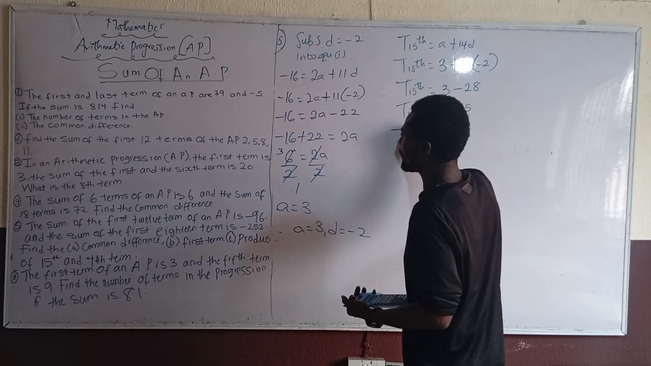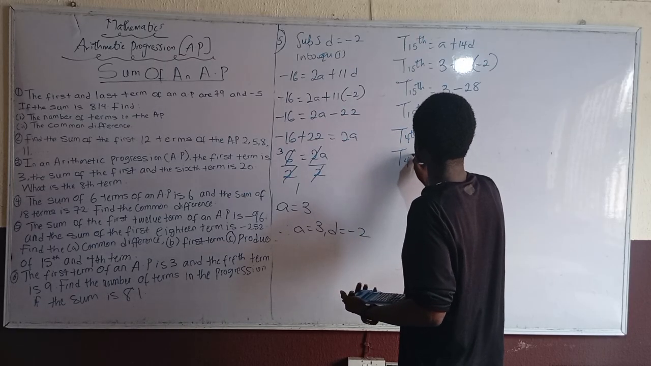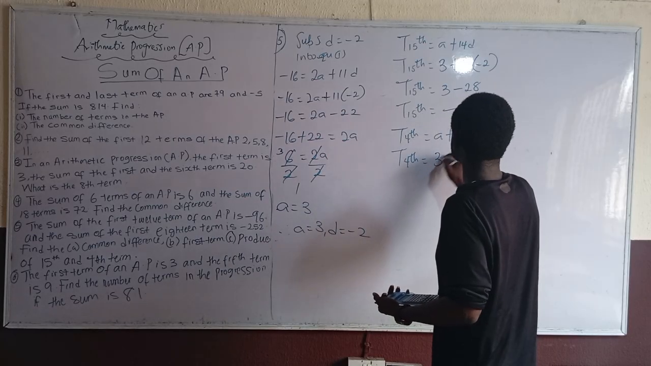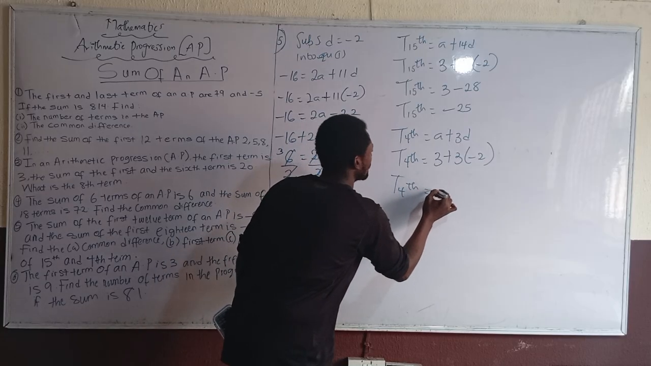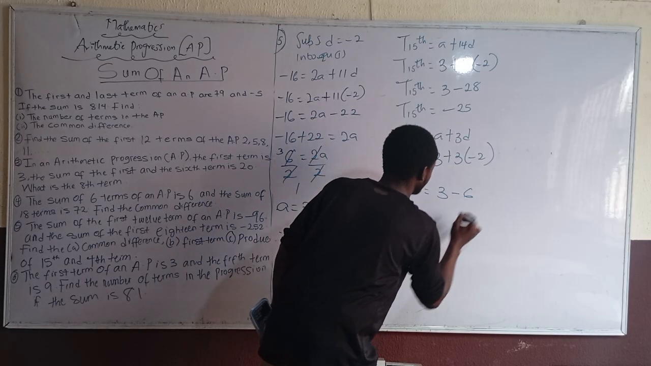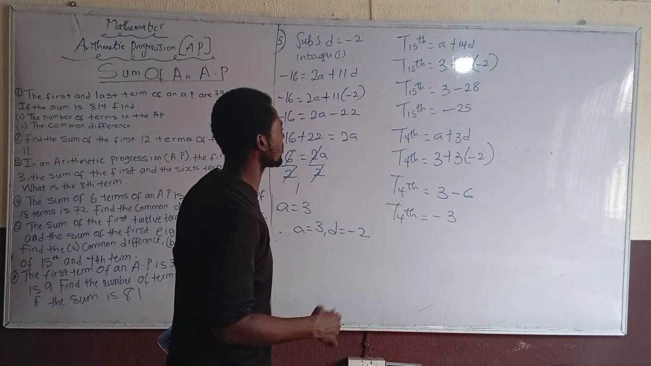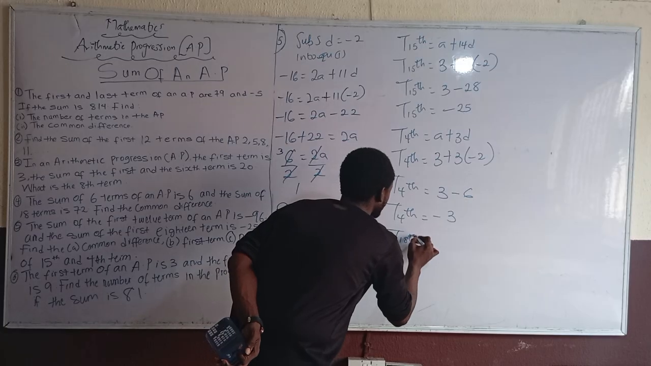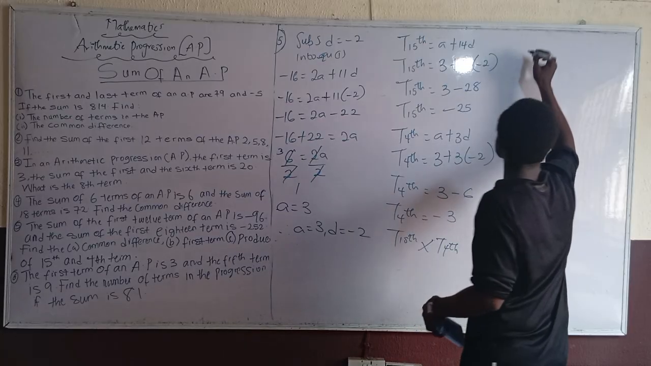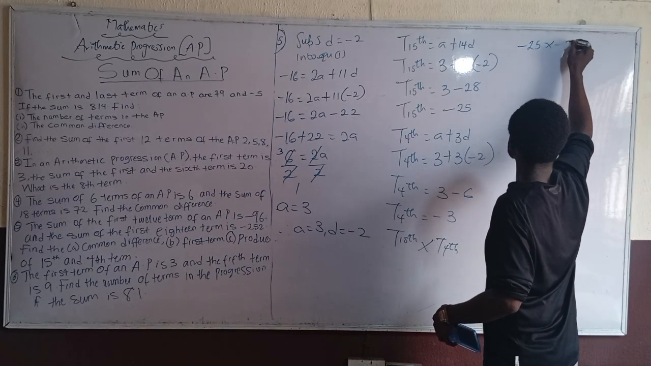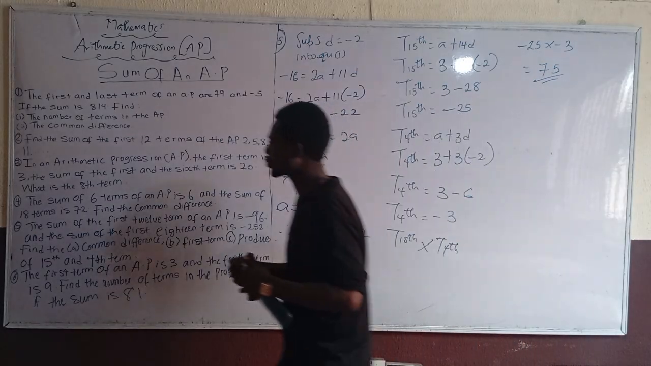So I move to T4, which is a plus 3d. So T4, my a is 3, plus 3 times minus 2. So my T4 becomes 3 minus 6. T4 becomes minus 3. So product means to multiply. That is T15 multiplied by T4 becomes what? Minus 25 times minus 3. That will give me what? 75. That is all on question 5.